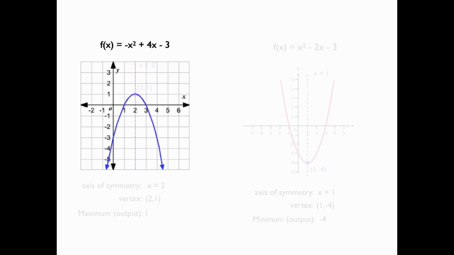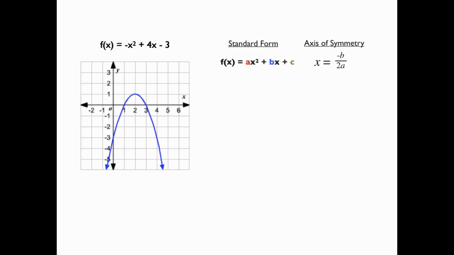Now, what would happen if we didn't have a graph? All we had was what we know about standard form and our little derived formula for the axis of symmetry and a single function. What can we do with this equation to find the vertex? So again, we could convert it to vertex form. If you want to do that, have at it.